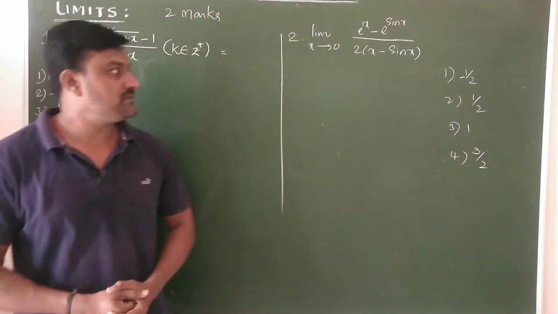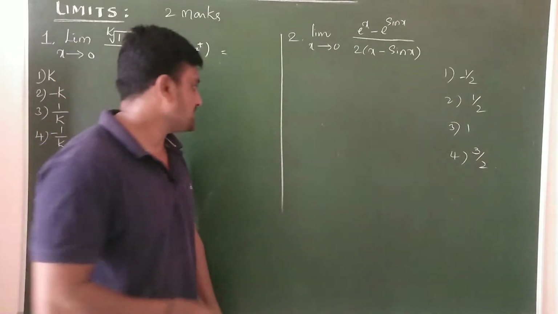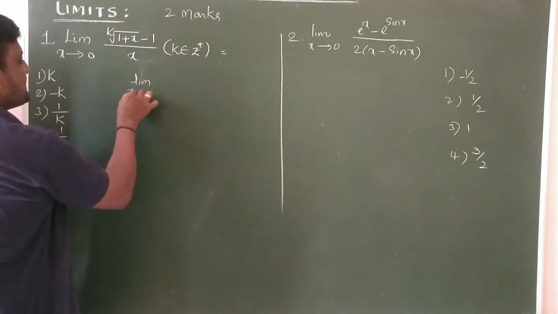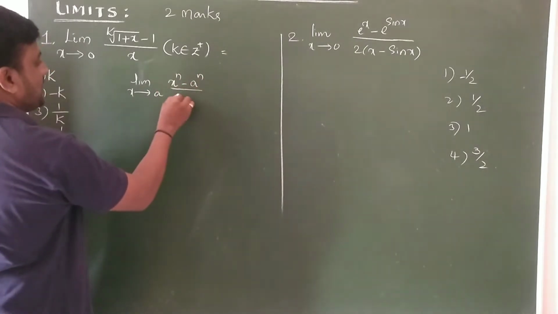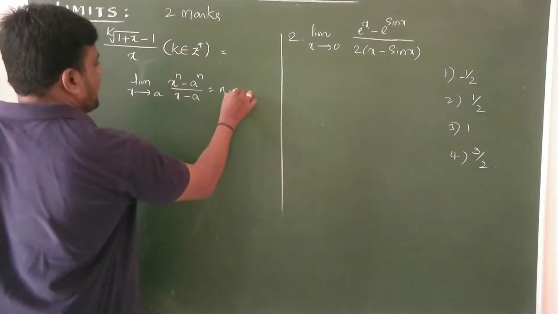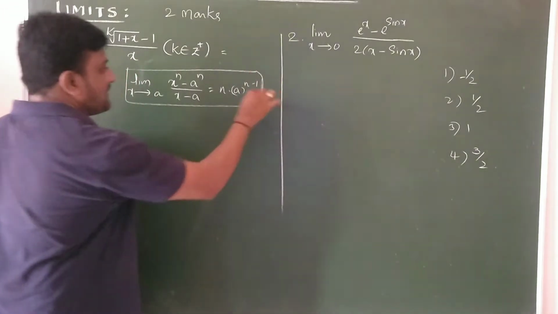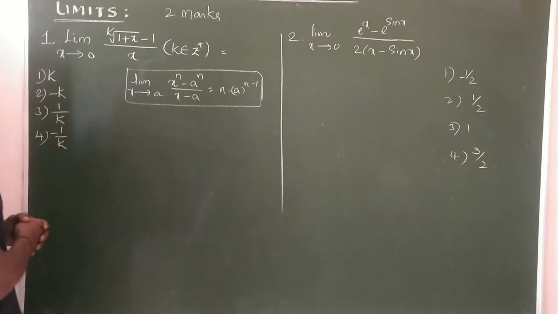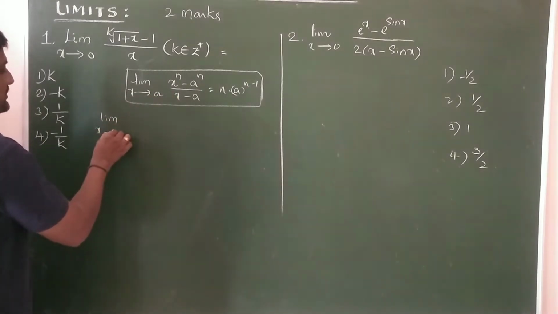Here maximum we have to learn standard forms of limits, and also small formulas like this. Limit x tends to a, x power n minus a power n by x minus a equals n into a power n minus 1. Now this is one of the formulas. Now the given problem we have to write in the form of this, limit x tends to 0.